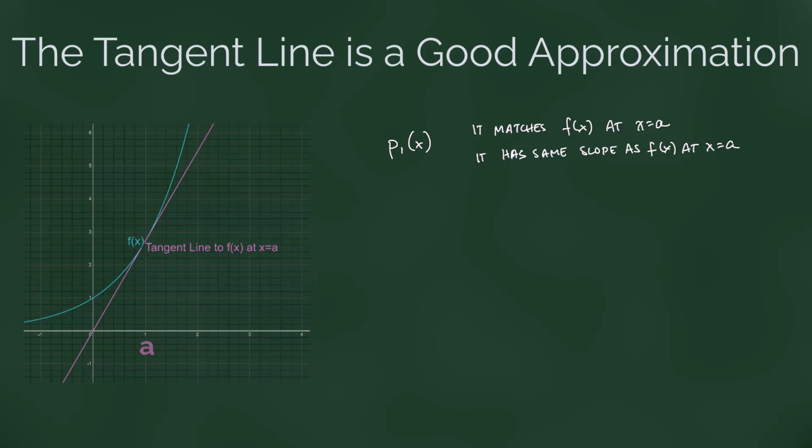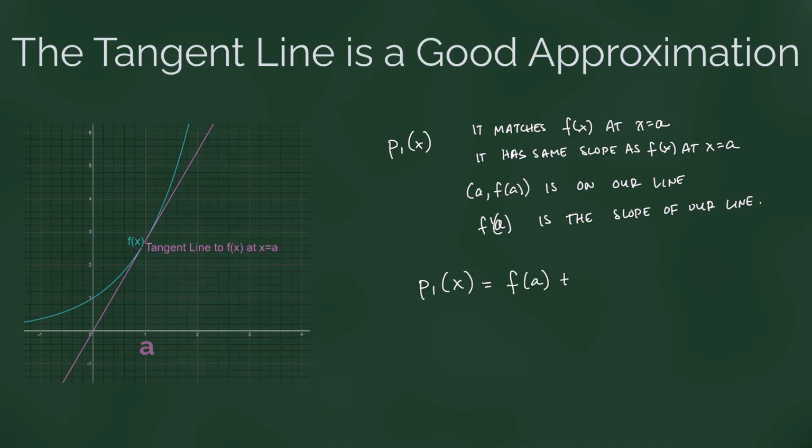In other words, that means that the point a comma f of a is on our line, and the slope of our line is f prime of a. Using what we know then about how to write the equation of a line, we see that P sub 1 of x has to equal f of a plus f prime of a times x minus a.